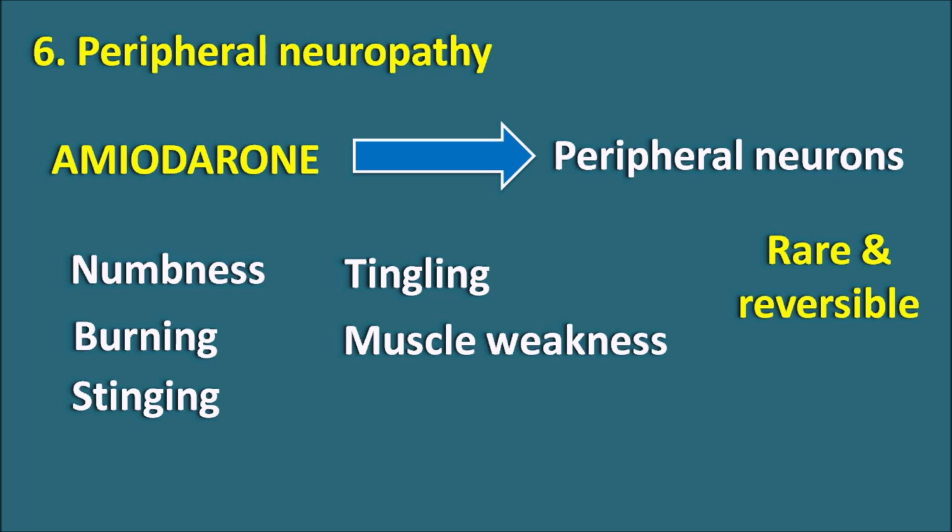So amiodarone is an iodine containing class 3 antiarrhythmic agent, which can produce a few of the side effects like thyroid abnormalities and staining of the skin because of the iodine moiety. And other side effects like the ocular toxicity, liver toxicity, pulmonary toxicity, and peripheral neuropathy are again produced by amiodarone, which may not be related with the iodine moiety. So that's about the side effects of amiodarone that can be remembered in an easy way.